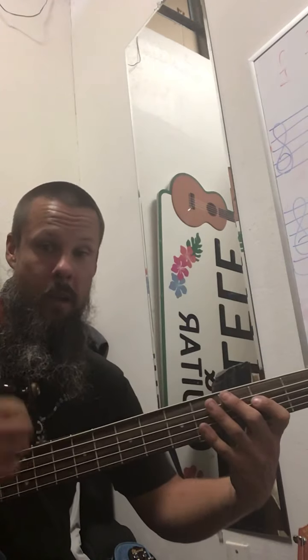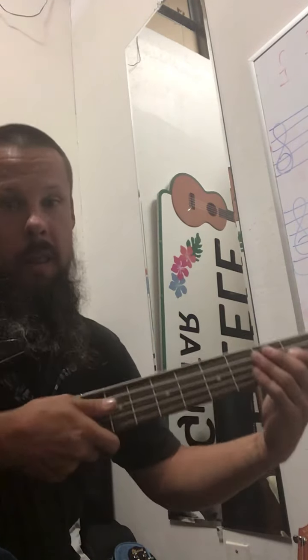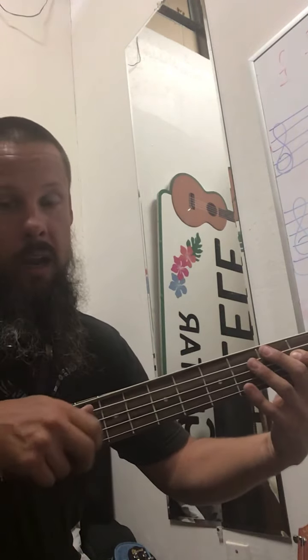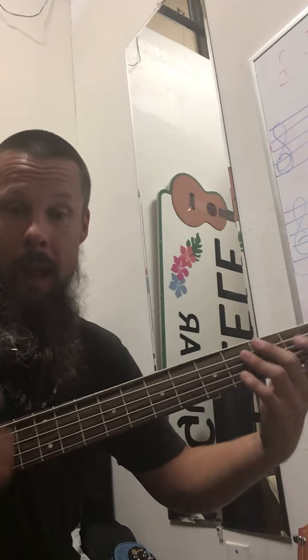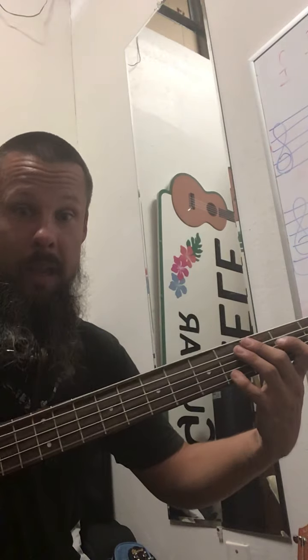And the way we do that is we're gonna come down on it with a pop onto the B string. Pop, and then we're gonna use our middle finger and pluck that high B. B, B, B, B, B.